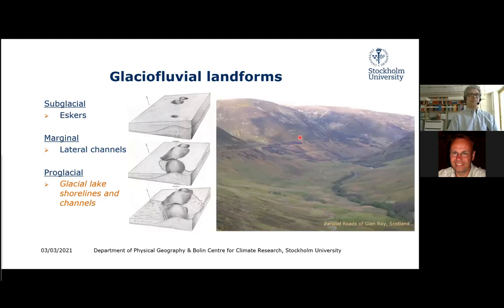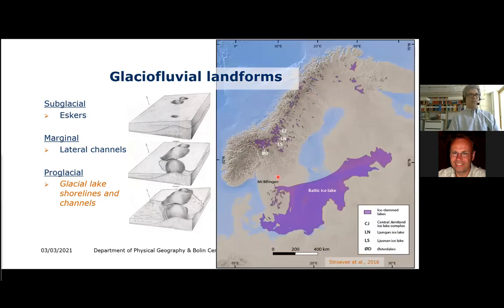And here's a very famous example of glacial lakes in Scotland. They're called the Parallel Roads of Glenroy. They are really prominent lines in the landscape, and we have similar nice ones actually in Sweden. And with these, you can see that actually that was a fairly common feature.